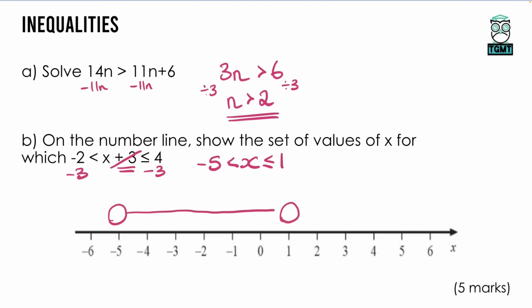We can join those up, and then having a look at the inequality to see if any of them have the additional line on. This one does. We have the less than or equal to there. So we will colour this circle in as it has the extra line on the inequality.